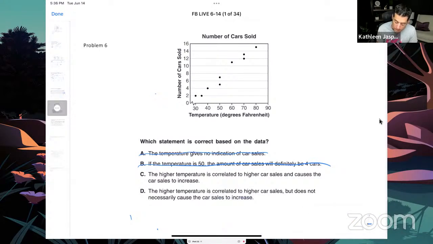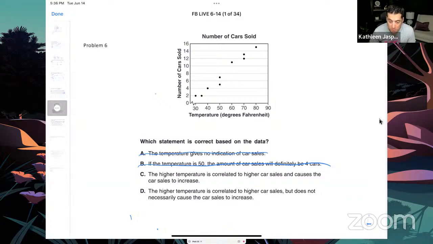Our next one: the higher temperature is correlated to higher car sales and causes car sales to increase. Well, that sounds good, right? Because the higher the temperature, I see higher temperature is correlated to higher sales. That's right. Higher the temperature, higher car sales, and causes the car sales to increase. So does temperature cause car sales to increase? Based on the data, that looks right. So I'm going to hang on to that one. And let's go to D.